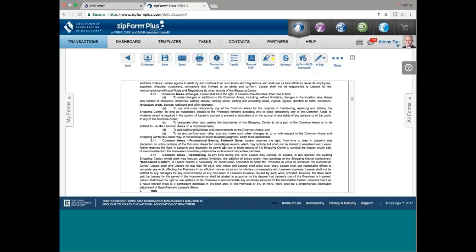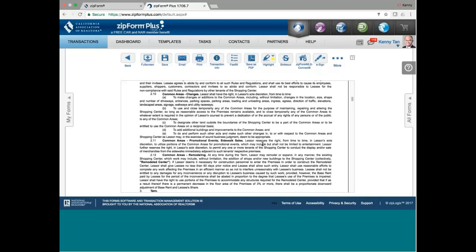One thing that is different between shopping centers, net lease, and other net leases, they have this provision on common area promotional events and sidewalk sales. This one says, lessor reserves the right from time to time in lessor's sole discretion to utilize portions of the common areas for promotional events, which may include but shall not be limited to entertainment. So they could, say for example, if you're in Southern California, you're like in Diamond Plaza, hold some promotional events to promote Diamond Plaza. That's something that they have the right to do, such as sidewalk sales as well.